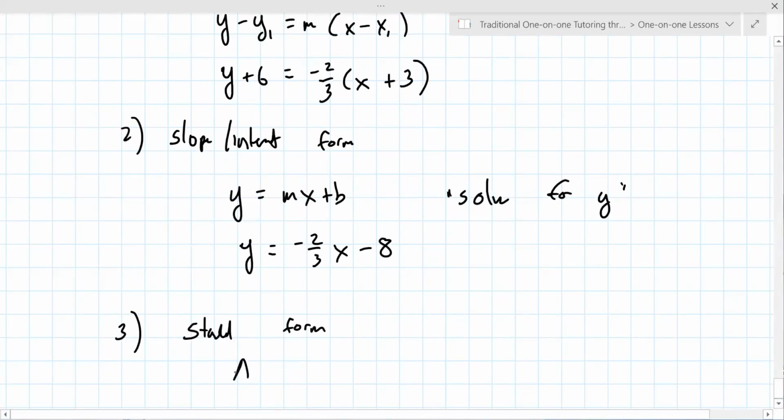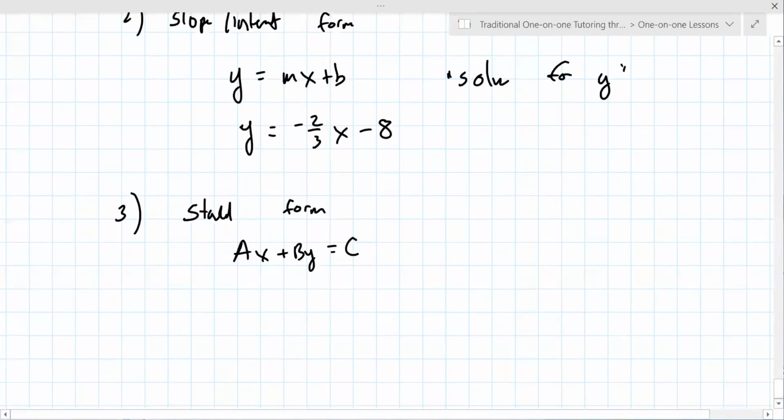Okay, that's ax plus by equals c. So wait, that's called standard form? That's called standard form. Believe it or not, there's actually a few other forms that are not used anymore. Thank goodness. You just got to know these three. All right, so again, you got to get x and y on the same side.